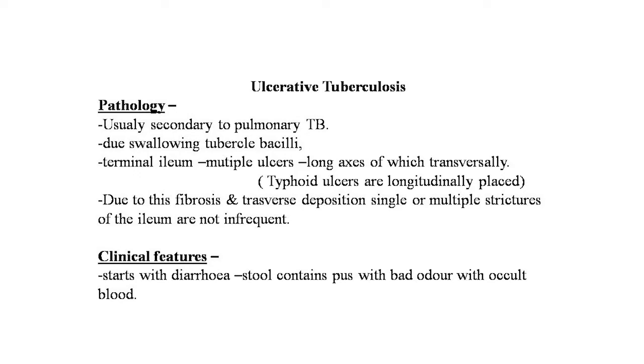Clinical features: this type of tuberculosis starts with diarrhea as the main symptom. The stool contains pus and has a bad odor with occult blood bleeding from the ulcer. The patient gradually loses weight. These patients are often known as the tubercular patients.